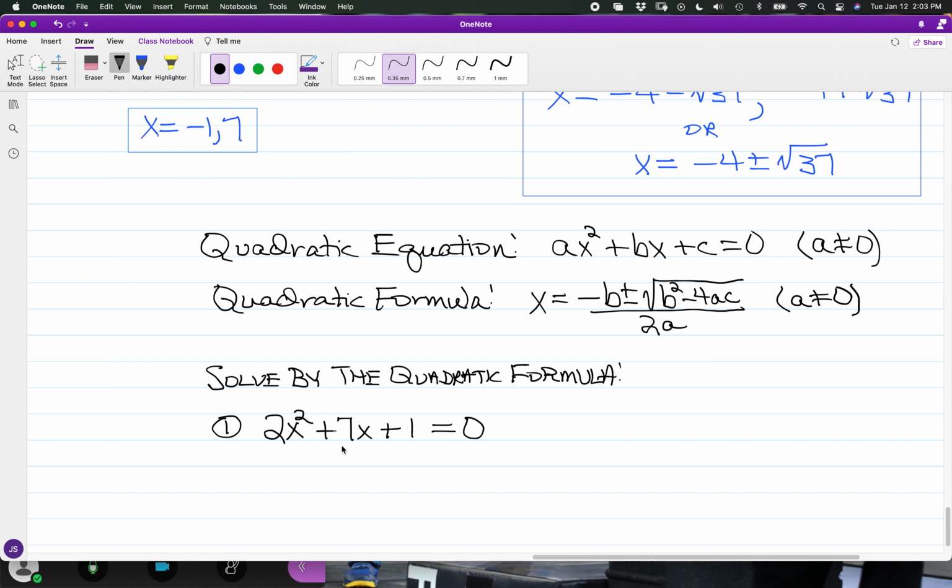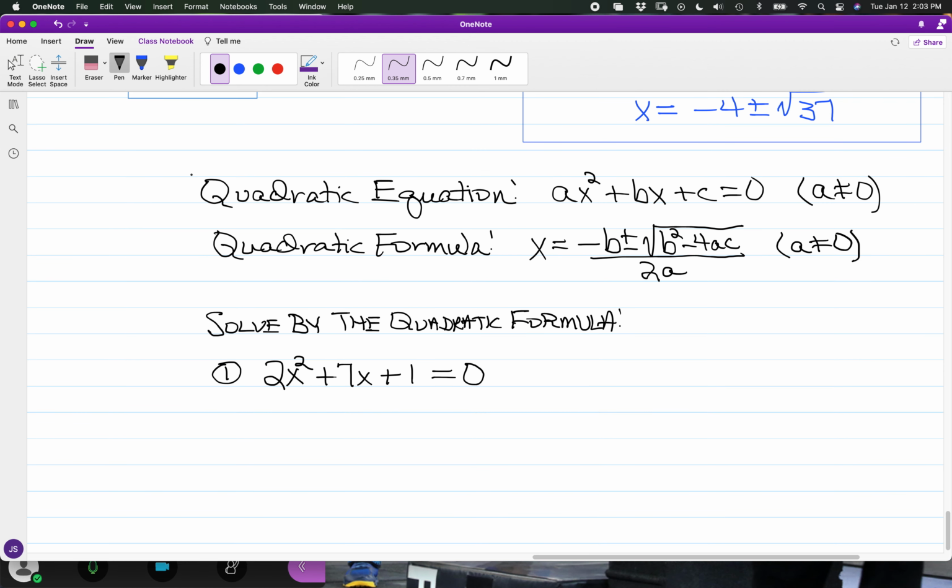Now this one I cannot factor into integer coefficients, and even if you tried factoring by grouping, you'd have 2 times 1 is 2, and factors of 2, you only have 1 and 2, or negative 1 and negative 2, which will add up to 3 or negative 3, but there's no combination that will add up to 7.